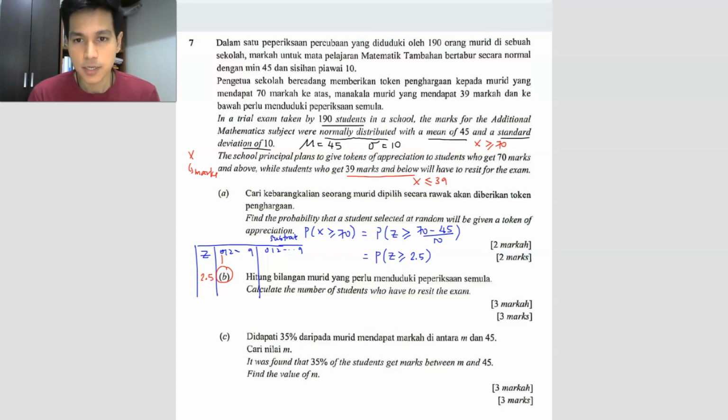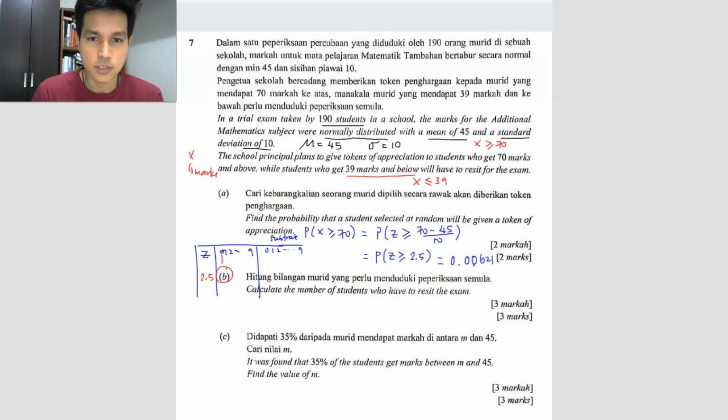So in this case, if you're using the calculator, it's very straightforward. Just type in 2.5, and the answer you should get is 0.00621. Okay, so that's your answer.